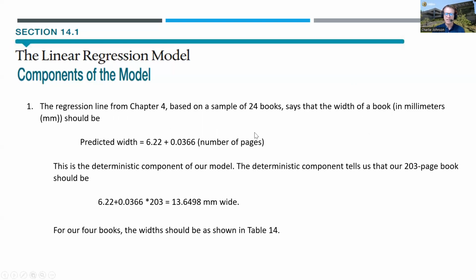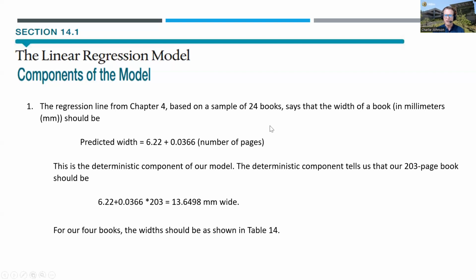From chapter 4, we got a regression line based on a sample of 24 books, and it says that the predicted width of a book in millimeters is 6.22 plus 0.0366 times the number of pages. So we're using the number of pages to predict the width of the book. This is the deterministic component of our model. It tells us that for our 203-page book, we take 203 multiplied by 0.0366 and add it to 6.22. And our model says that a book with 203 pages should be 13.6498 millimeters wide.